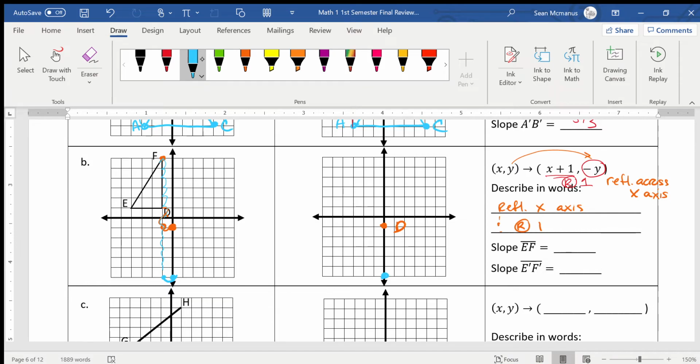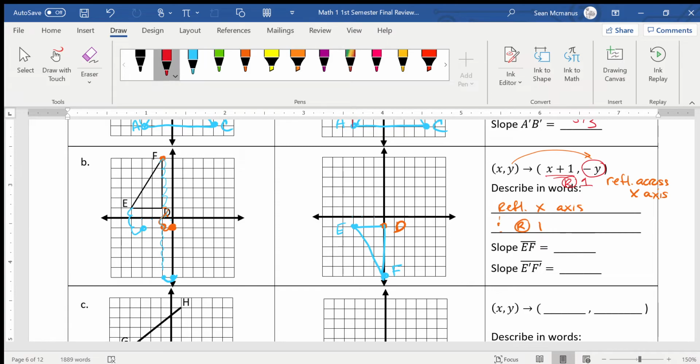And then E is going to reflect across the x-axis and move to the right 1. So it's going to be at negative 1, 2, 3, negative 1. I should have labeled these. That was F, and that was E. Okay, so it reflected, and then it moved to the right one time.